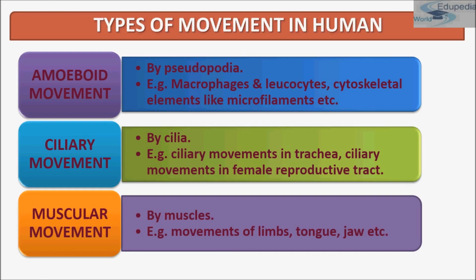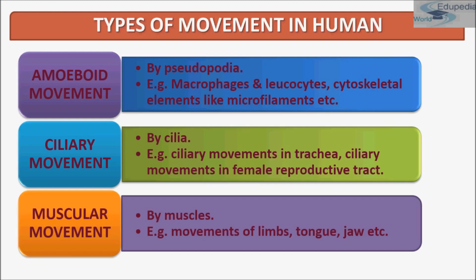And then comes muscular movement. Movement of our limbs, jaws, tongue, etc. requires muscular movement. The contractile property of muscles, they are effectively used for locomotion and other movements by human beings and majority of multicellular organisms. Locomotion requires a perfect coordinated activity of muscular, skeletal and neural system.